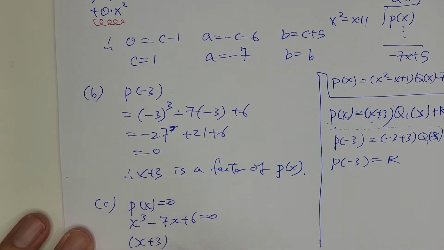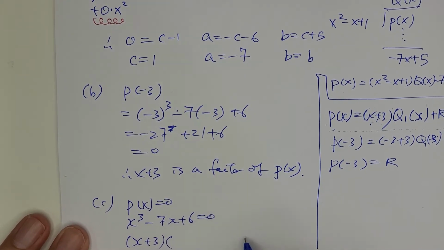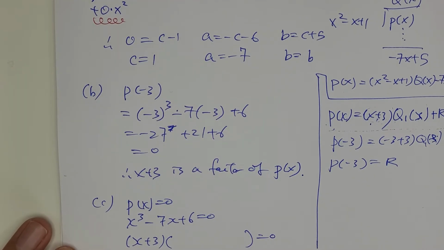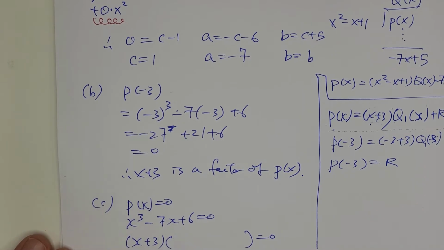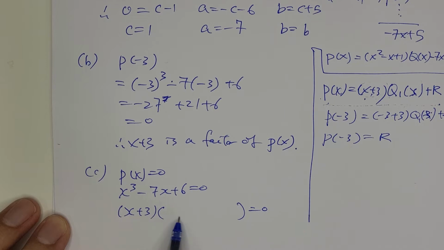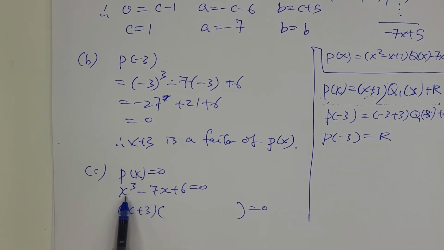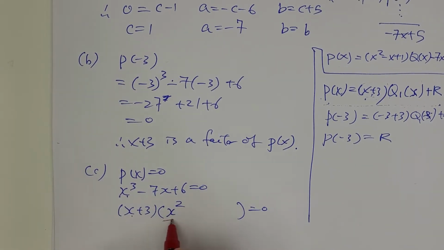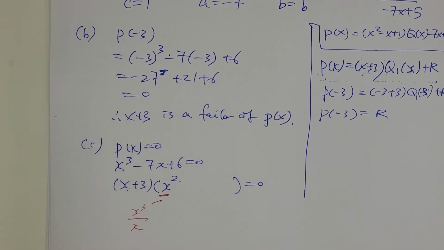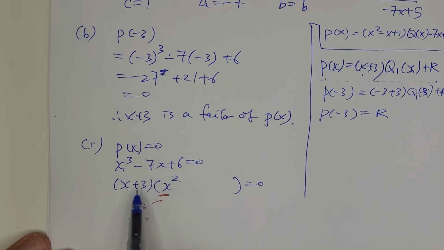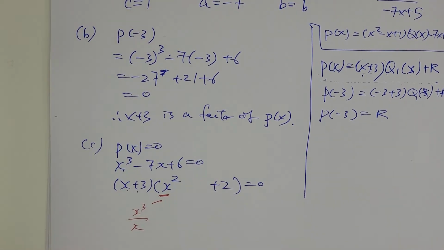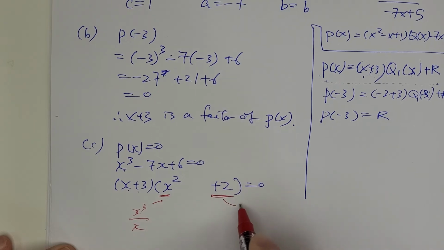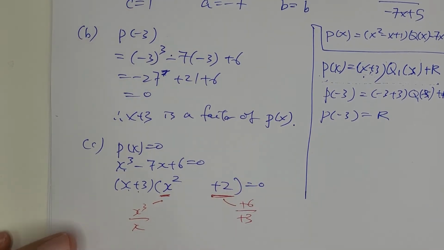When it is divided by x plus 3, you can find that the remainder is 0. That means x plus 3 is a factor of this polynomial P(x). So how do we find the first term of the quotient? x cubed divided by x, that's x squared. You can find this one. And how about the constant term? 6 divided by 3, you get positive 2. So here, how would you get this? Positive 6 divided by positive 3, you get positive 2.